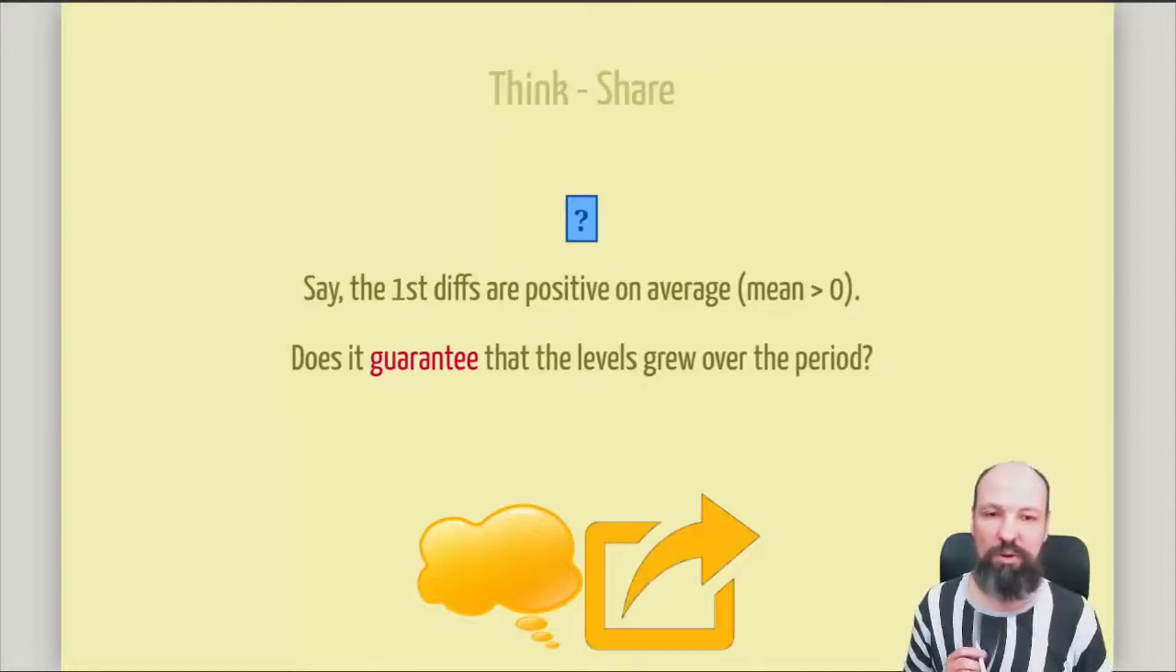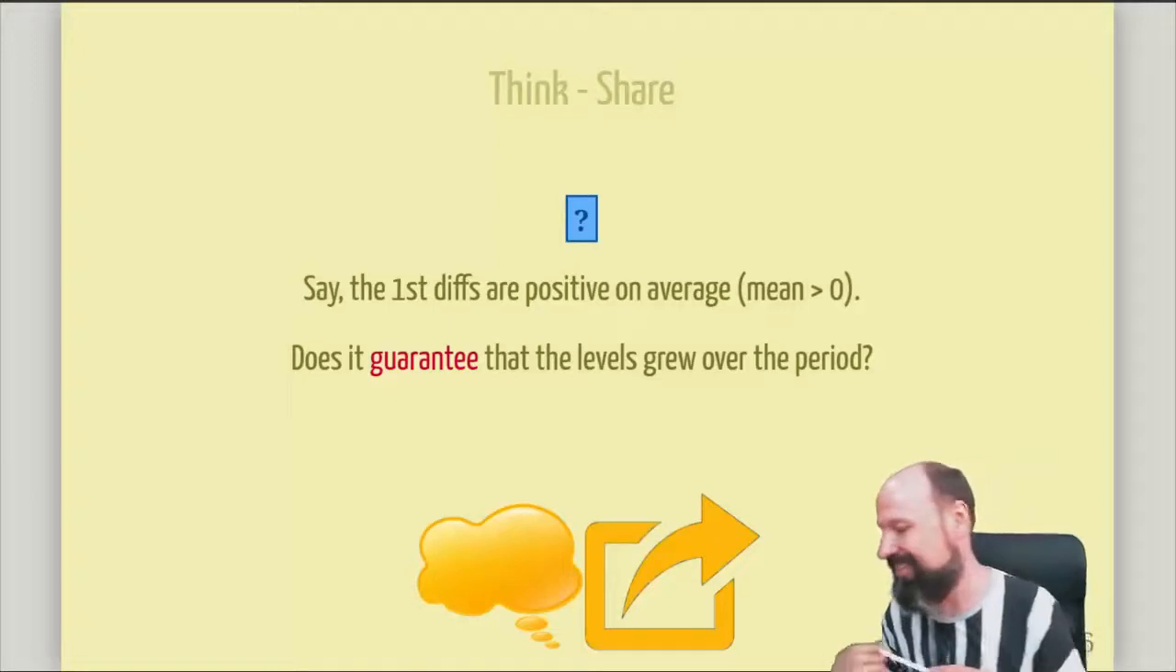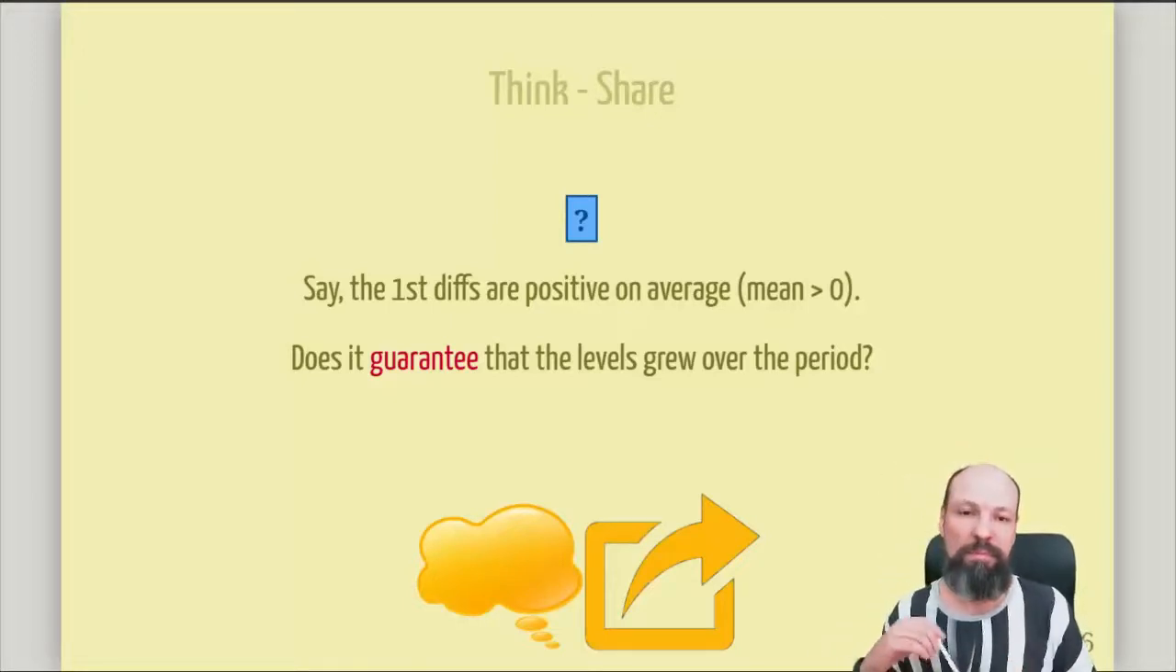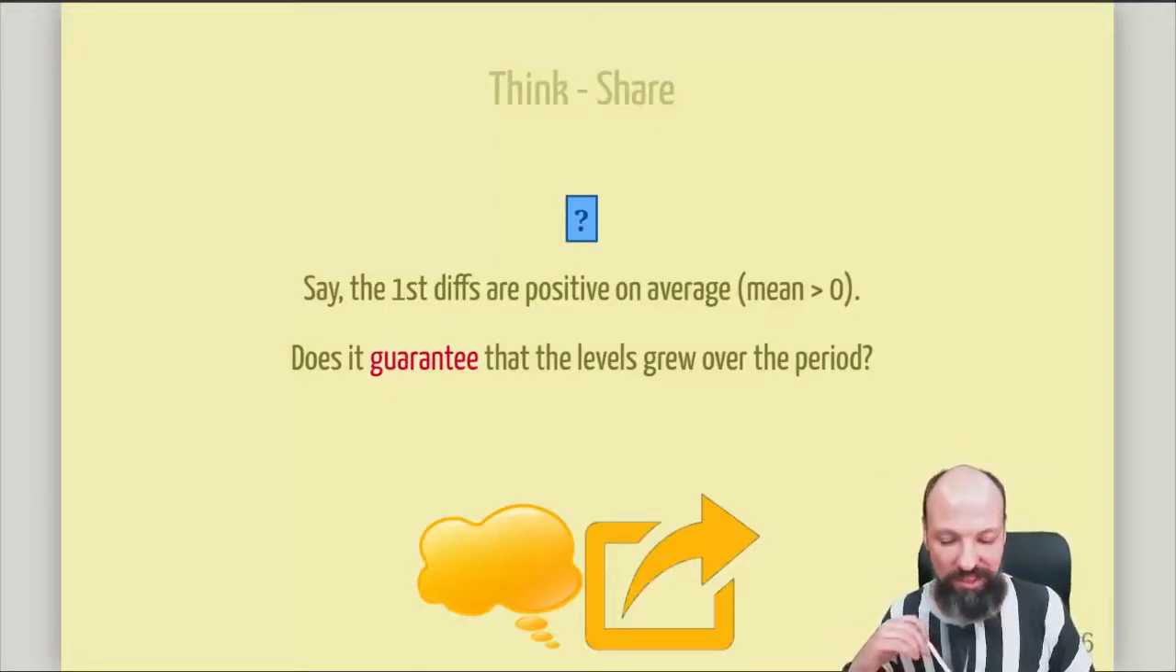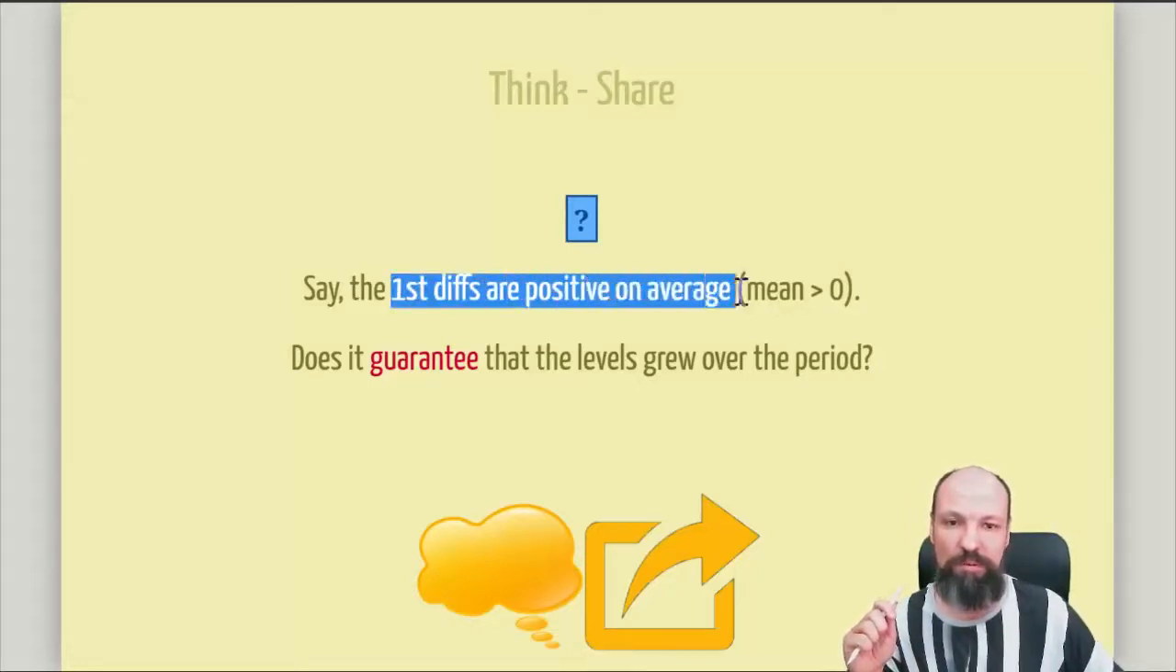There are a few answers that no. Why? No, well, look, we know that to compensate a fall of 20%, you need to grow by 25%. That's not about percentages, that's about first differences. Yes, that's the crucial point here. The first differences are positive on average, not percentage growth.